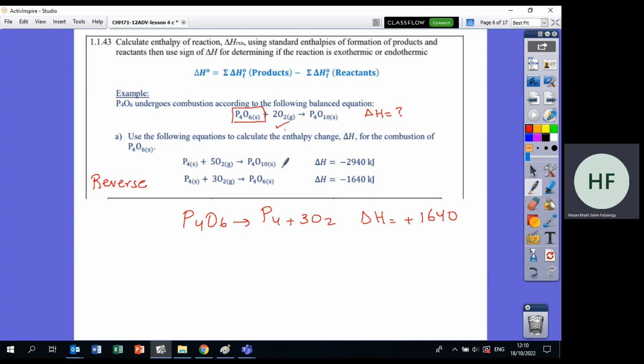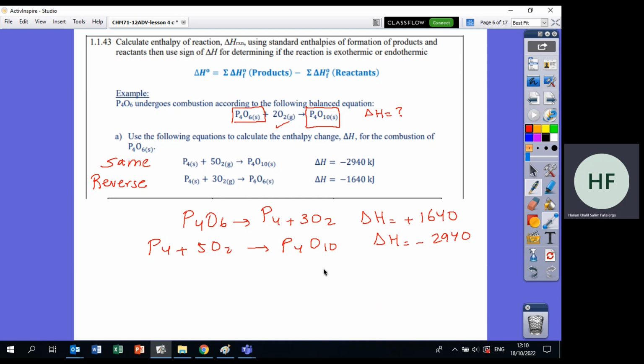Now O2 will be fixed by itself, we don't worry about it. Then we have P4O10, it is here. It's a product and here product. Coefficient 1, coefficient 1. So I'm not going to change. This one will be the same. So I will copy this one. P4 plus 5O2 will give me P4O10, and I'm not going to change the delta H, minus 2940.